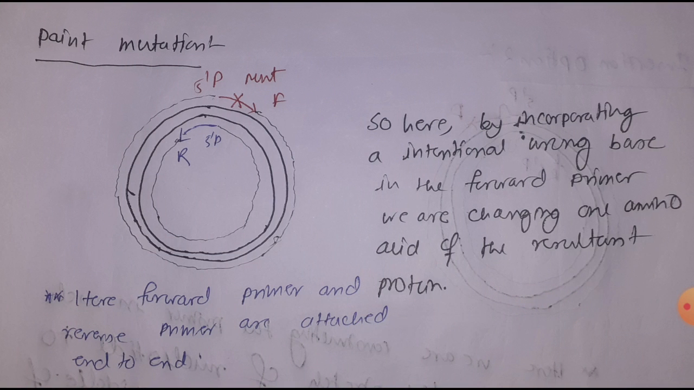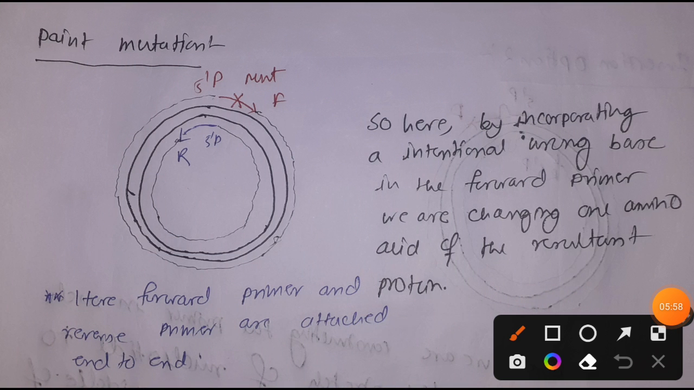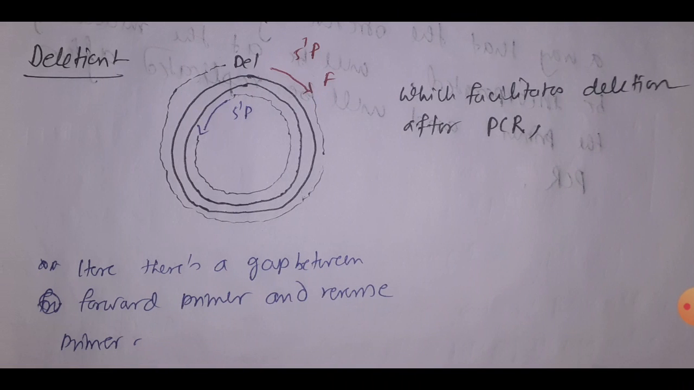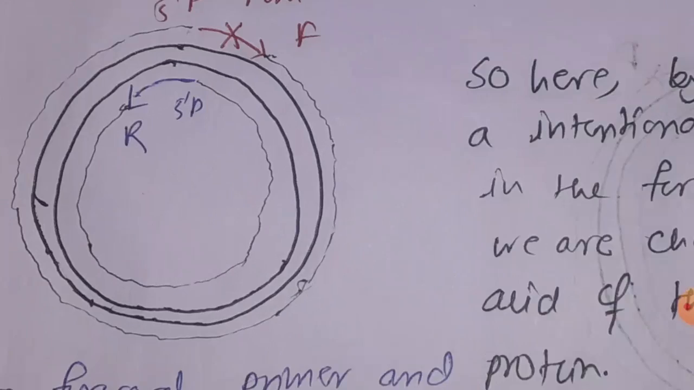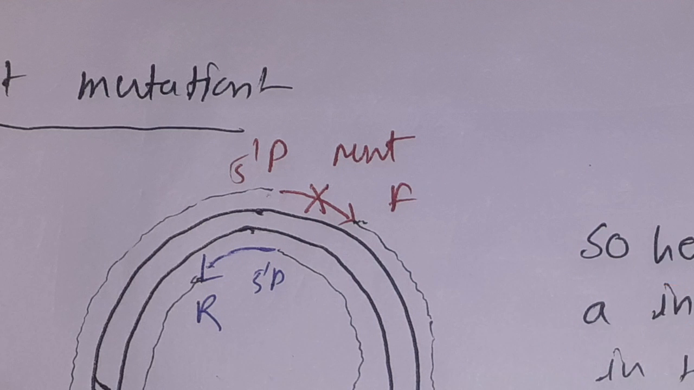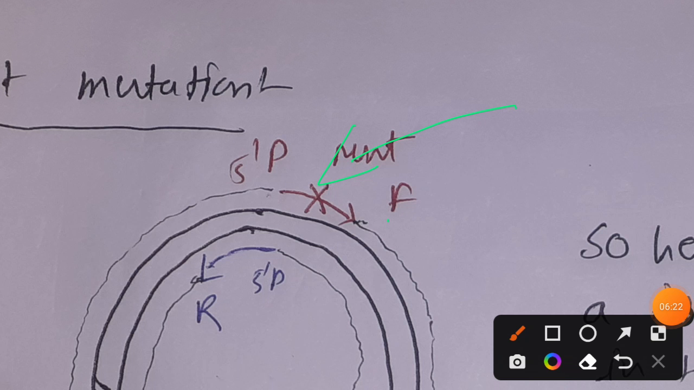One thing, please remember this very carefully: in case of point mutation you have to attach the forward primer and the reverse primer end to end. But in case of deletion, when you are willing to incorporate a deletion, there should be some gap between the forward primer and the reverse primer. Okay, so in point mutation incorporation, you have to mutate your primer at a single base.